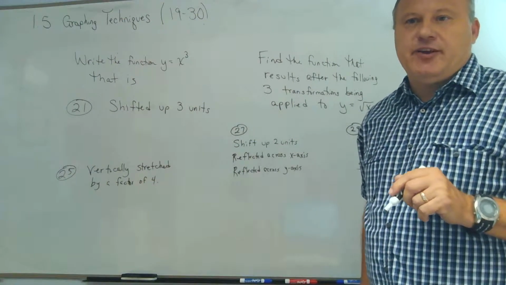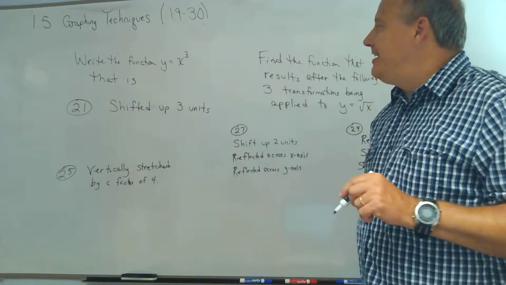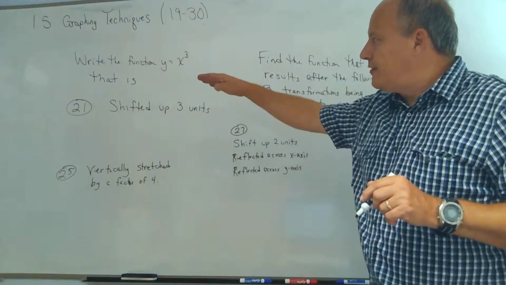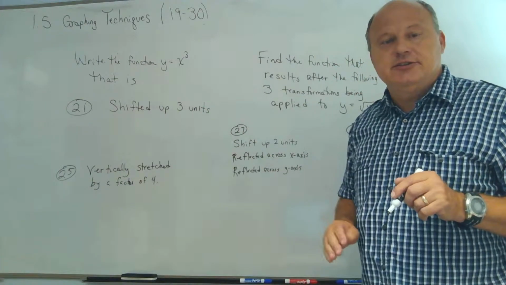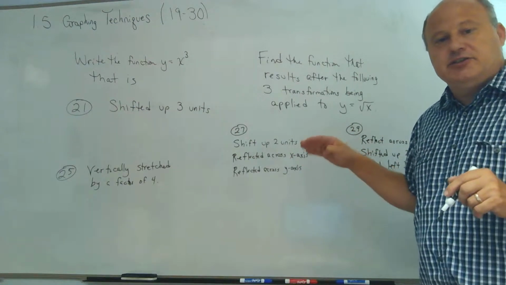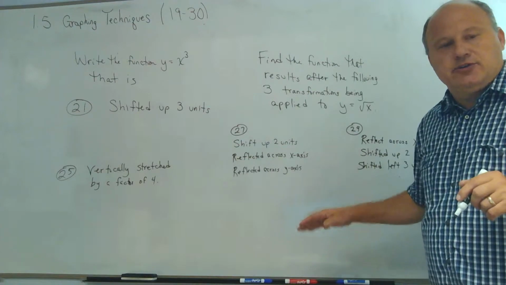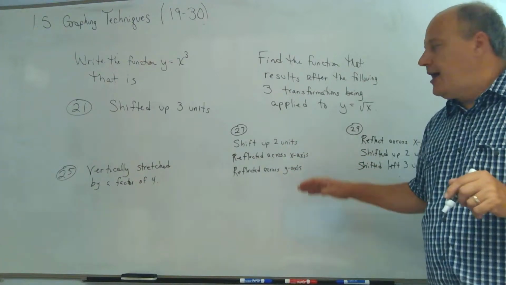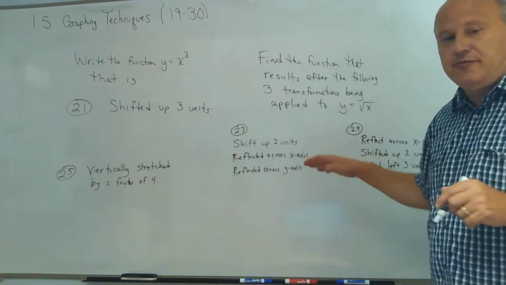Hello, this is our second video from 1.5, the graphing techniques, and these are problems from 19 to 30. There's really just two main types. These are here 21 to 25, where we're just doing one type of transformation. And on these two over here, we're going to see what function results after you apply three transformations in that order. So you've got to do these three transformations in the order that they give them to you, and then see what results from that. These are a little bit more difficult and involve a little more thinking.